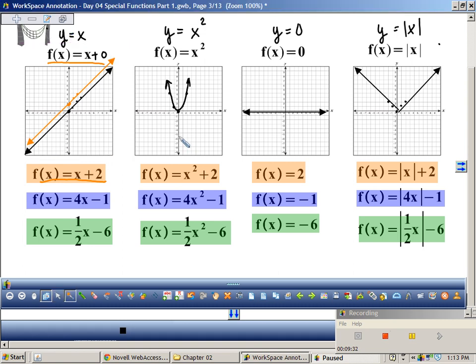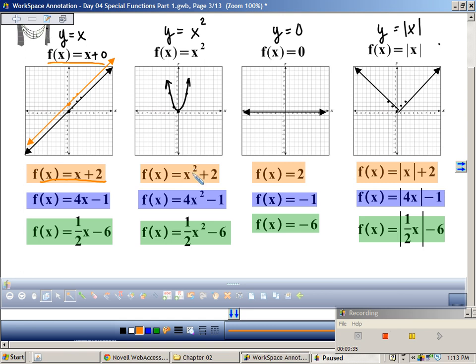Let's look at this one. So what do you think is going to happen with x squared plus 2? It's going to start at 2, and it's going to have the exact same shape. And I'm going to prove it to you right now. If I substitute 1 in for x, 1 times 1 is 1. 1 plus 2 is 3, right? So 1, 3. Isn't this one the one I did in black? It's just one away, just like that, right?